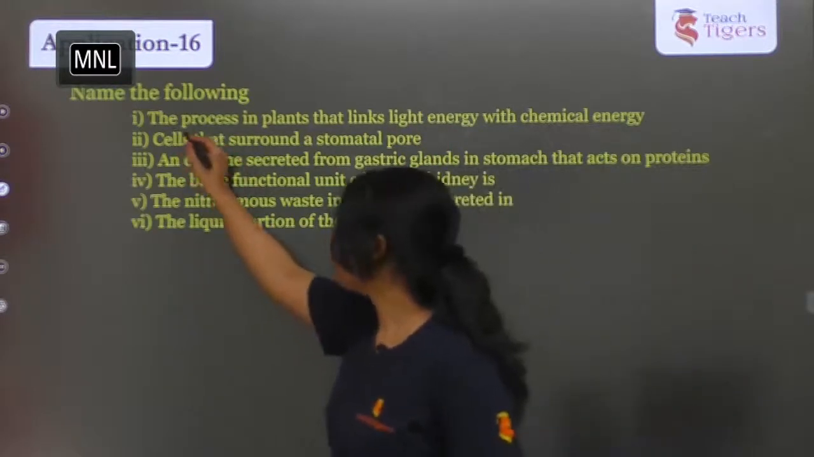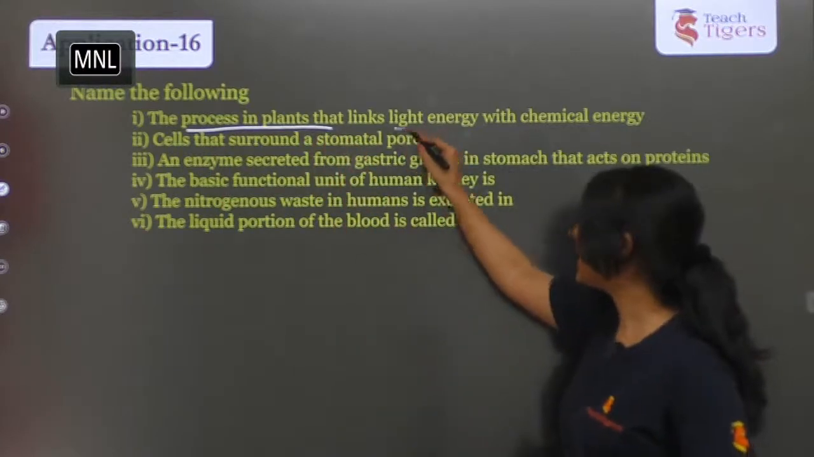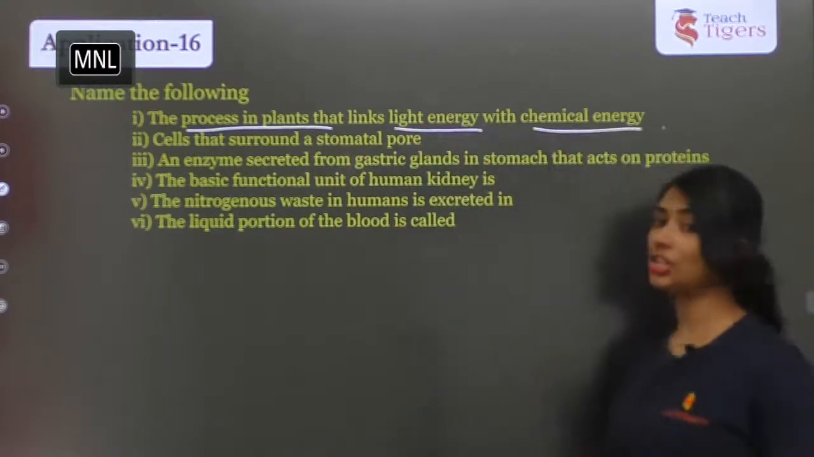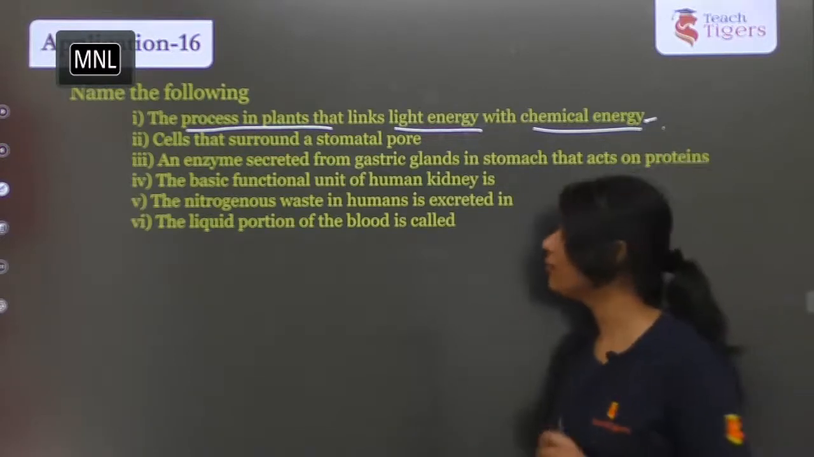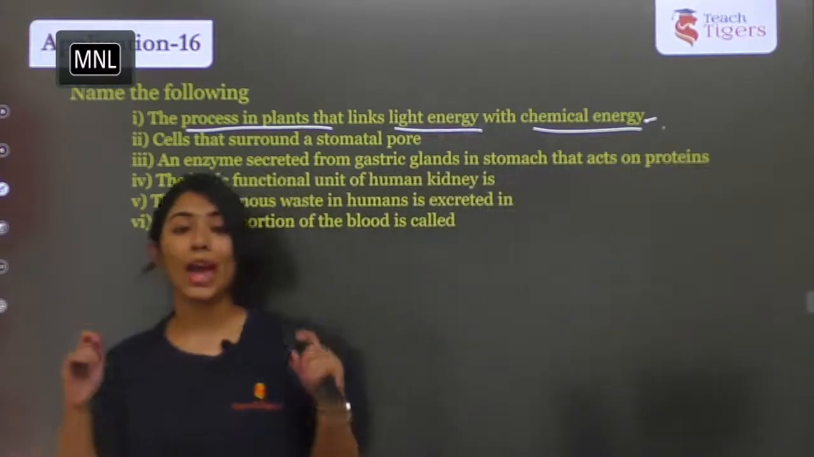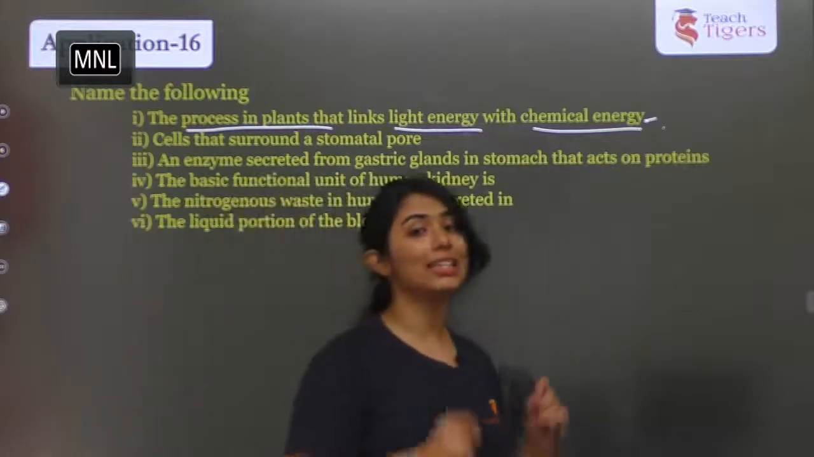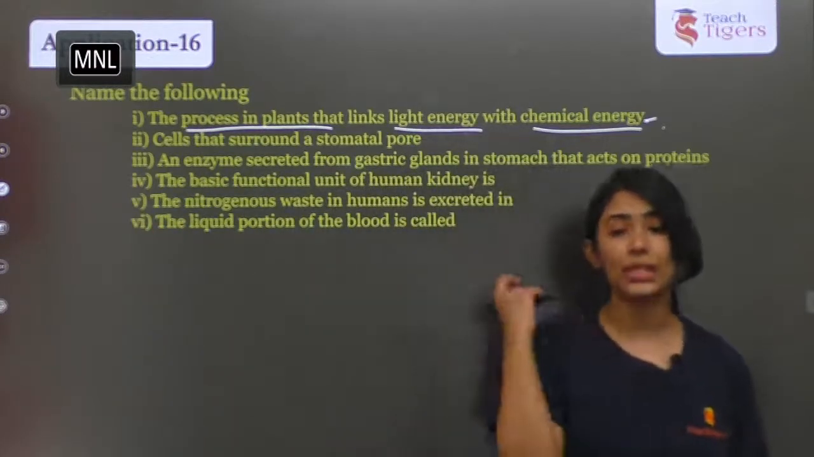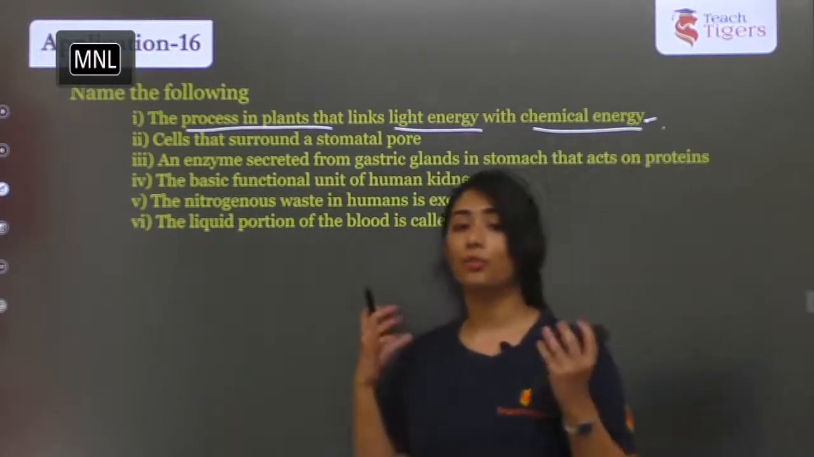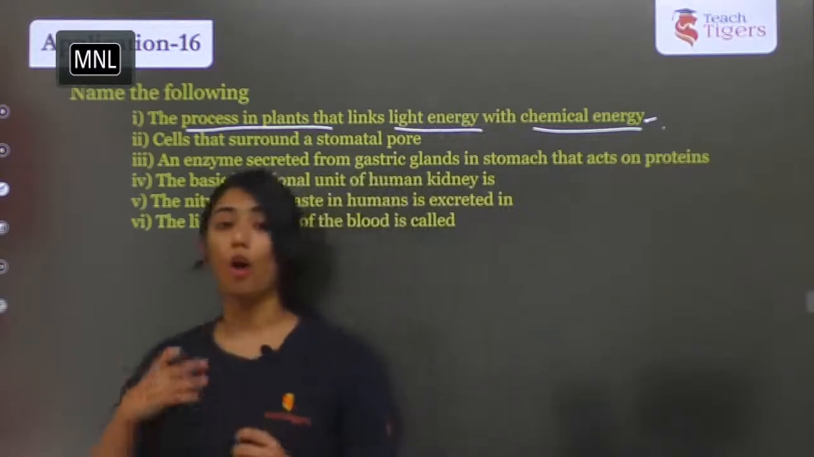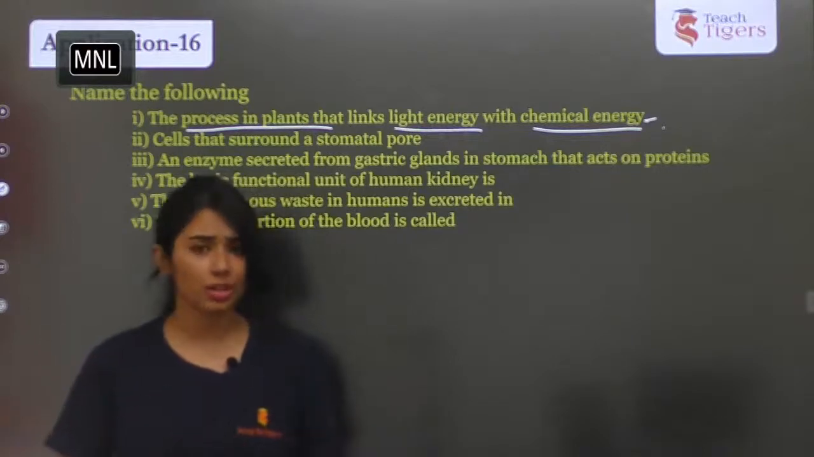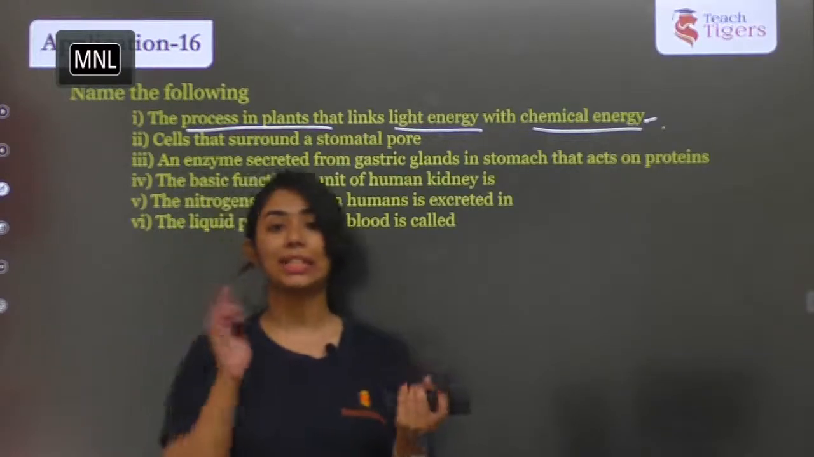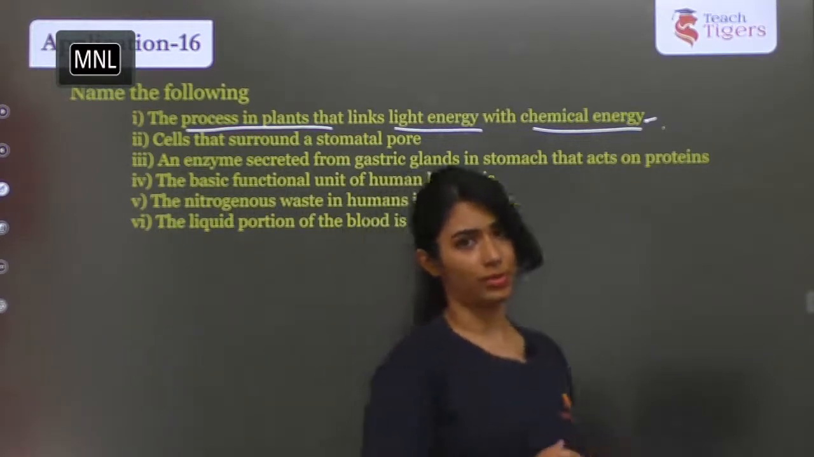Okay, so the process in plants that links light energy with chemical energy is known as photosynthesis. Photosynthesis is a process where the light energy from the sun is converted into chemical energy, and the food is produced in the form of glucose, that is a carbohydrate. And what are the inorganic materials required for photosynthesis? It is carbon dioxide and water, right?